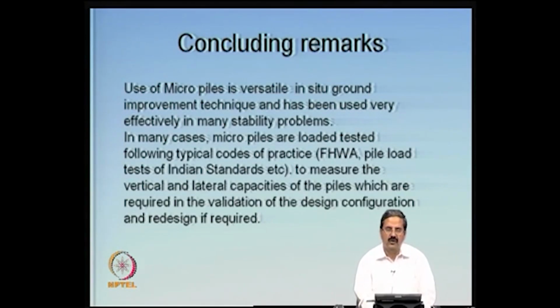So, we know that for 1 meter square area you need 13 tons of skin friction. We use that information to get the length and the diameter.